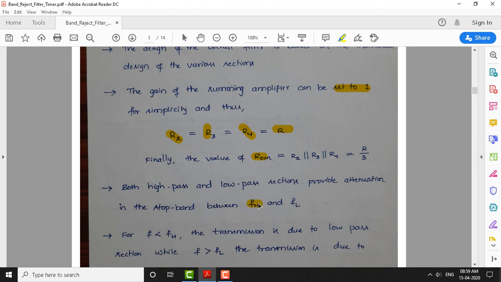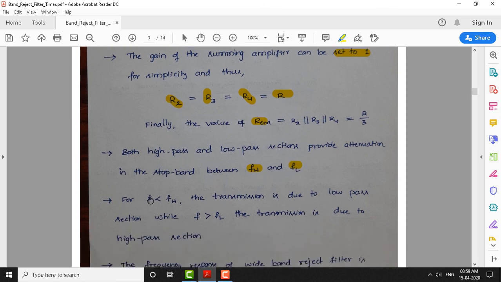Both high pass and low pass sections provide attenuation in the stop band, that is between the high cutoff frequency and low cutoff frequency. Now for frequency less than the higher cutoff frequency, the transmission is due to the low pass section, which we can see from the frequency response. And for input frequency greater than the lower cutoff frequency, the transmission is due to the high pass section here. So the role will be taken by both the low pass filter and the high pass filter according to this frequency classification. Once again, for the frequency f less than fh, the low pass section will become activated. For the frequency f greater than fl, the high pass section becomes activated.